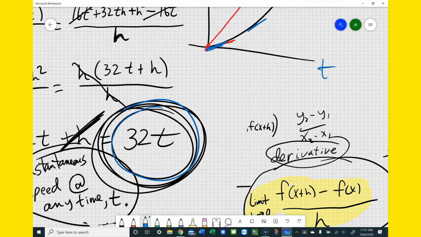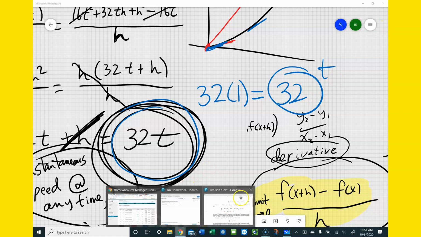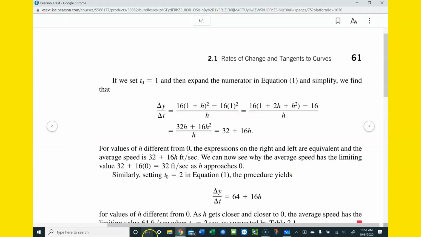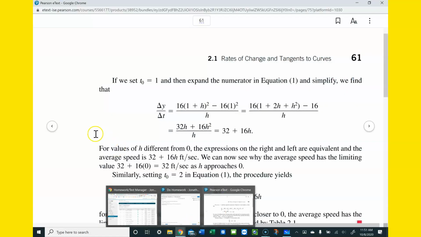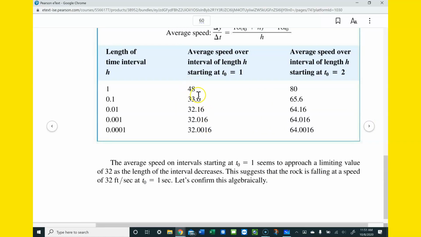So to answer the question, I think the question said for us to verify the instantaneous speed at the moment that 1 second hits the clock. All we have to do is plug 1 in for t, and we get 32, which is exactly what we saw back here. We have now confirmed it totally algebraically, what we were looking at kind of experimentally when we looked at it here.